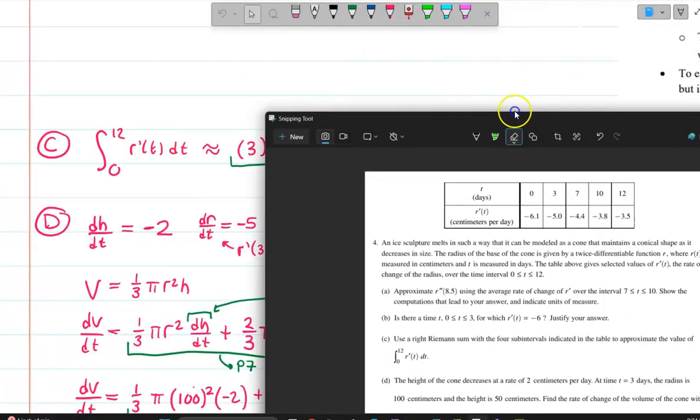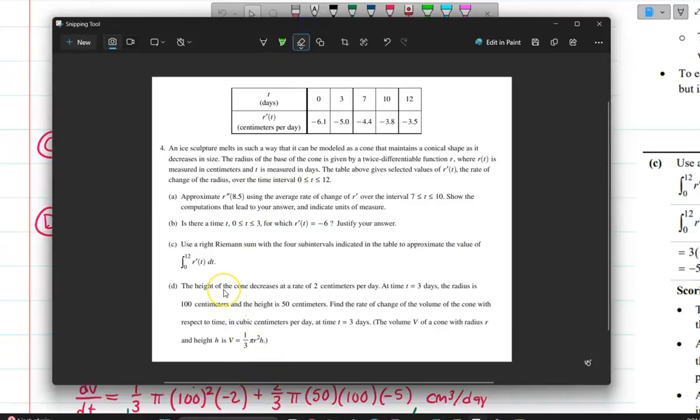All right, part D, last part here. This is talking about the height of a cone is decreasing at a rate of 2 centimeters per day. This is a related rate question. Now, what's really important here is times we've done cone questions, the cone has either a constant radius or a constant height, or there is a proportional relationship between the radius and the height. The thing here is they're trying to ask us to find, or they gave us dH dt. So that is right here. The height decreases at 2 centimeters per day.